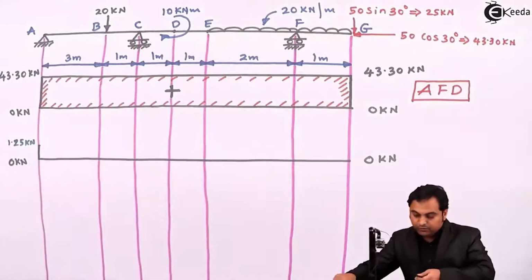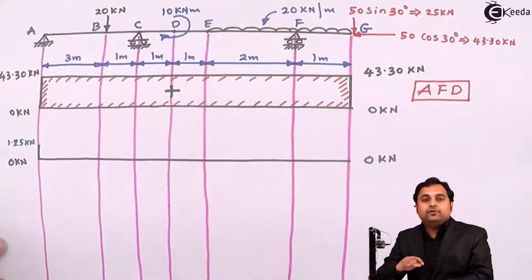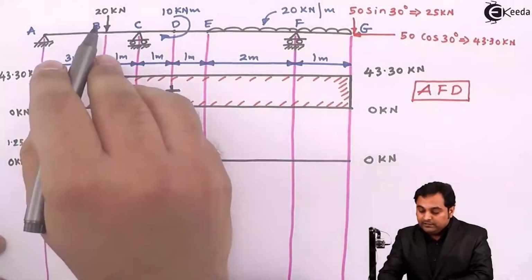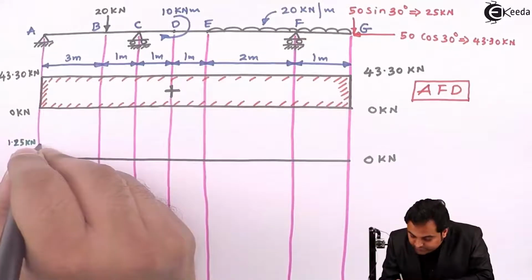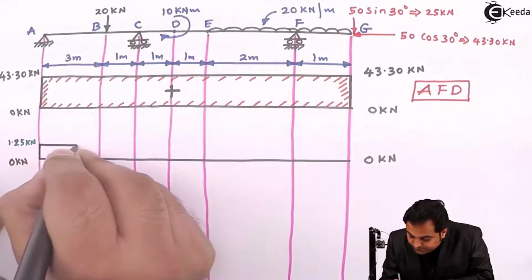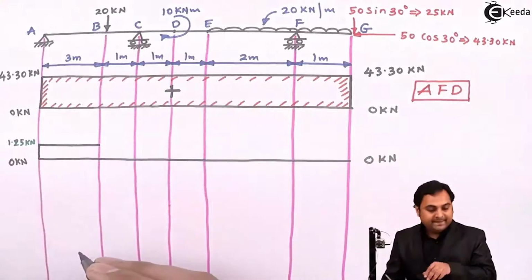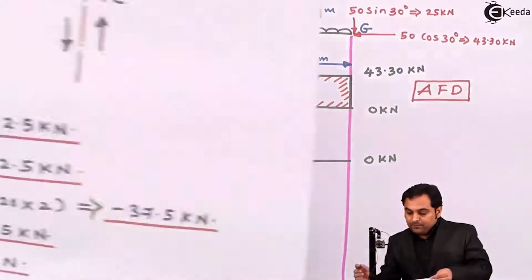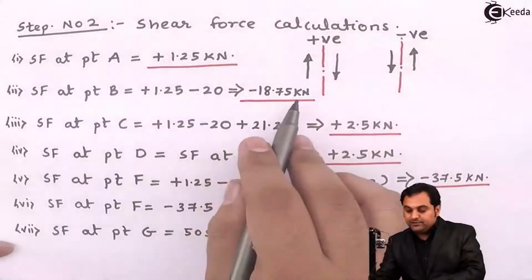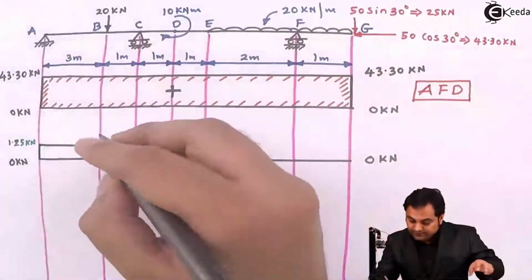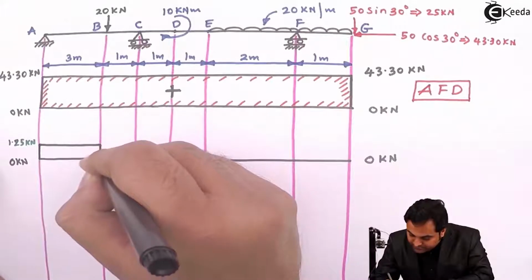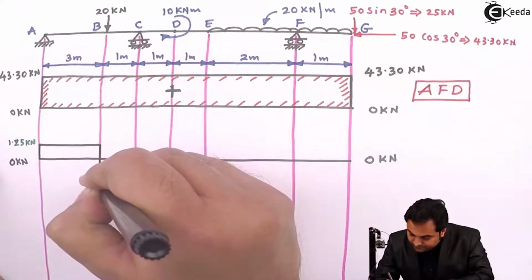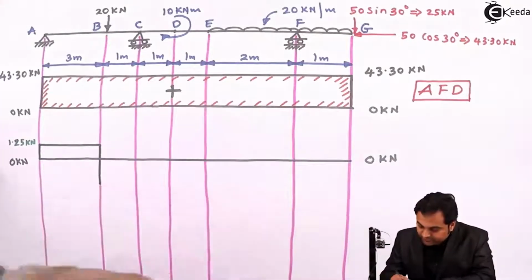(1.25 kilonewton). Now, this value of shear force remains constant from A to B unless there is this 20 kilonewton force. So the value remains constant from A to B. Then at point B, the value of shear force is minus 18.75. So negative means it goes below this zero line, minus 18.75.